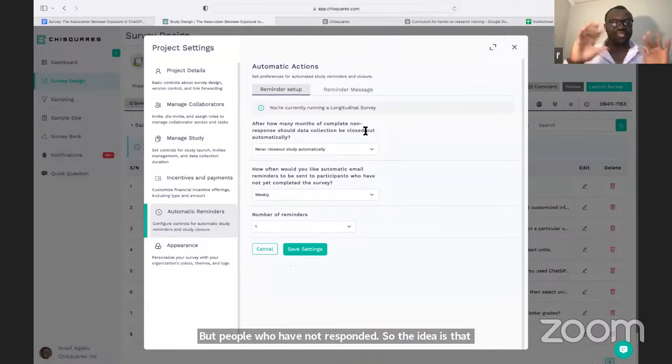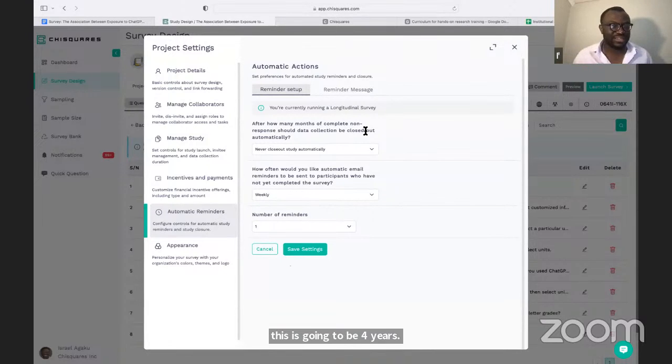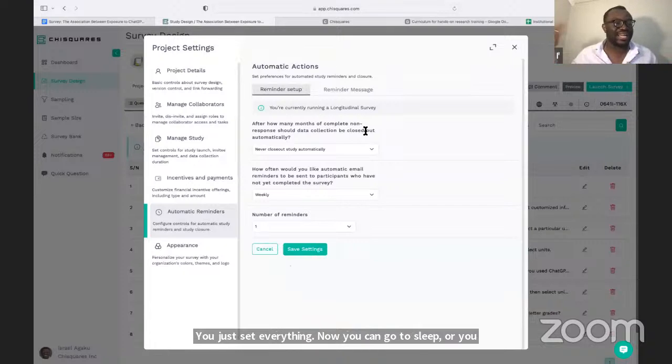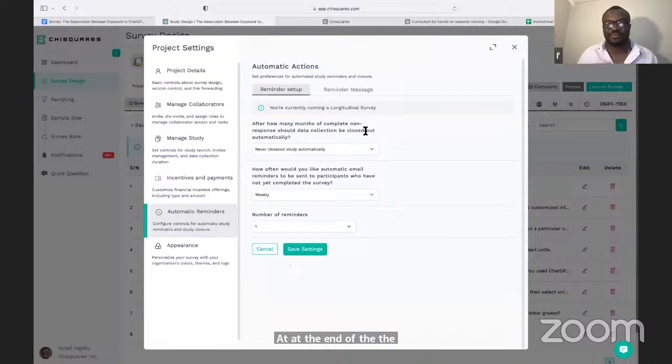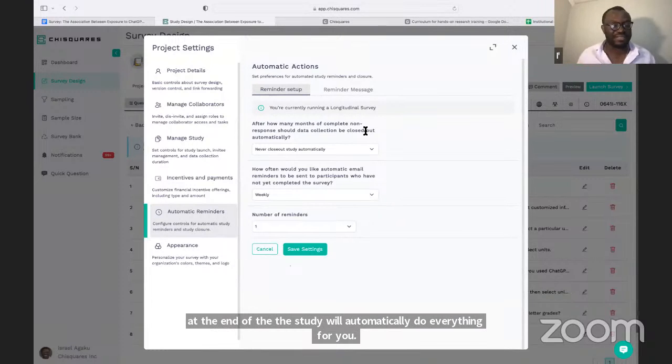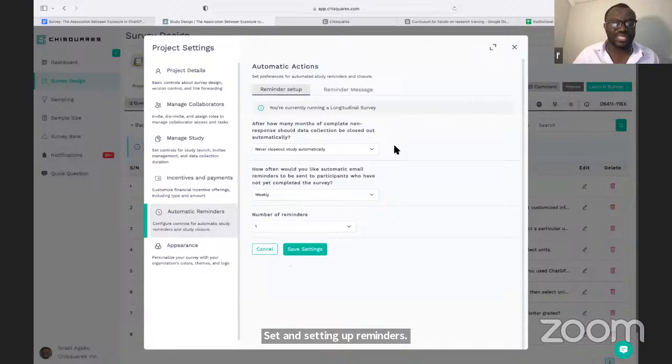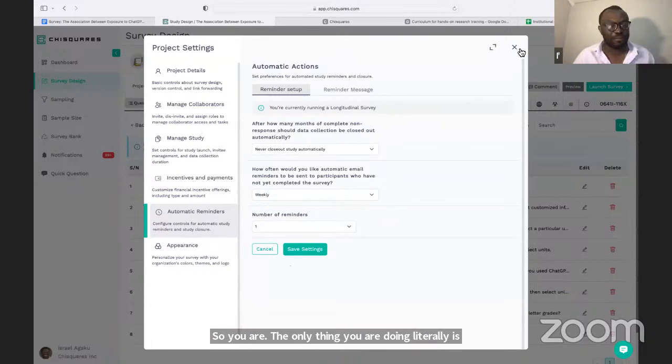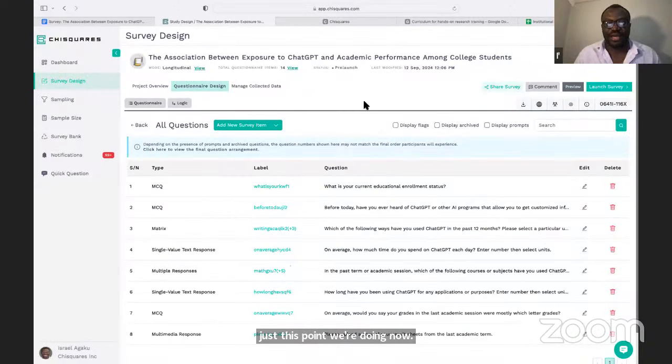You just set everything now, and you can go to sleep, or you can travel to Europe and do whatever you want. And at the end of the study, it will automatically do everything for you, setting up reminders, collecting follow-up, and everything. So the only thing you are doing literally is this point we're doing now. The rest is completely automated. And so, in a nutshell, this is how we've set up our study.